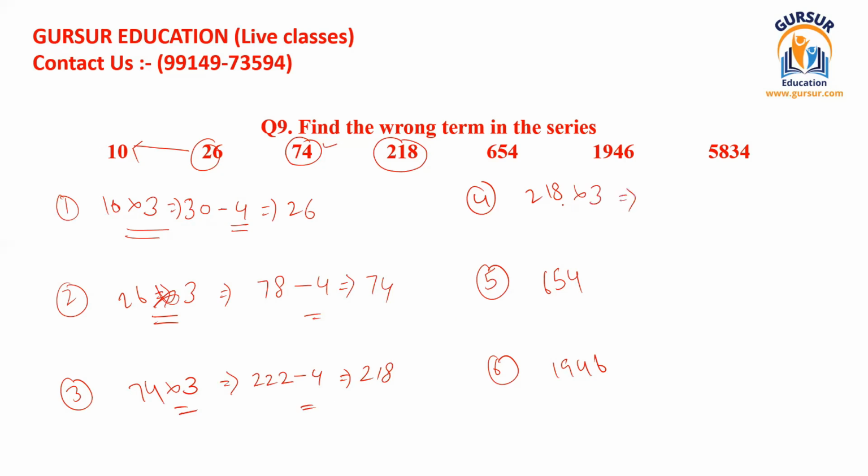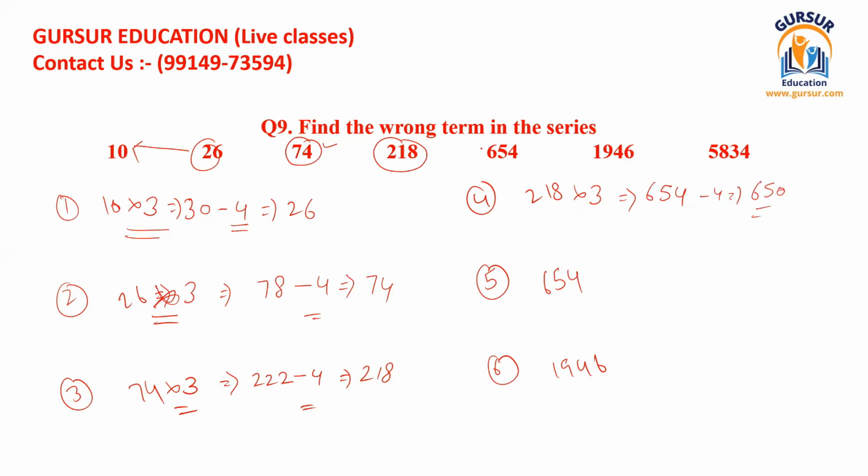When we multiply this by 3, let me solve it. 2 multiplied by 3 is 6, and 10 multiplied by 3 is 30. 630 plus 8 comes to be 654. Now we have to reduce 4 from that. When we reduce 4 from that, we get the value of 650.